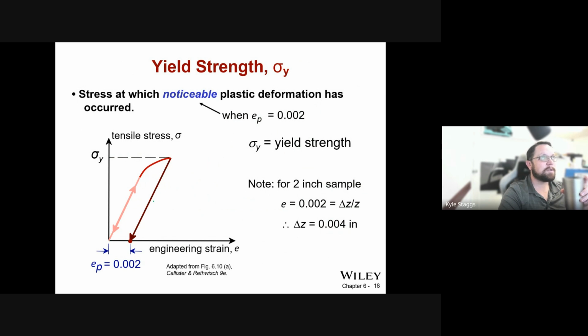So there's a yield strength, and that's the stress at which noticeable plastic deformation has occurred. It's referred to as the 0.2% rule. So it's strain of 0.002 or 0.2%. That region is referred to as the yield strength. So when this starts having a sharp knee in the curve, that is called the yield strength. So at a specific tensile stress, a material will move. It's different for every different grade of material.